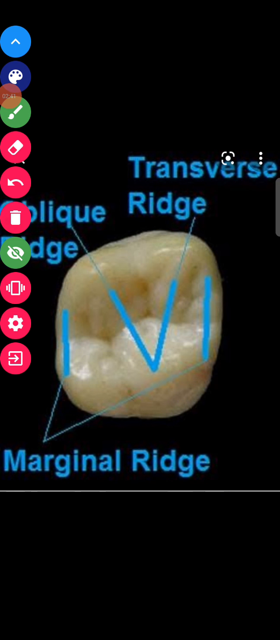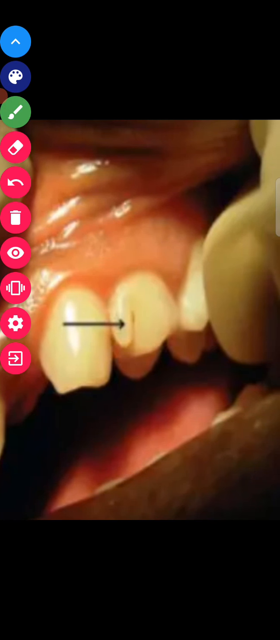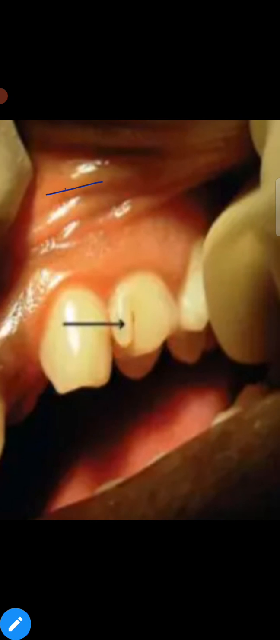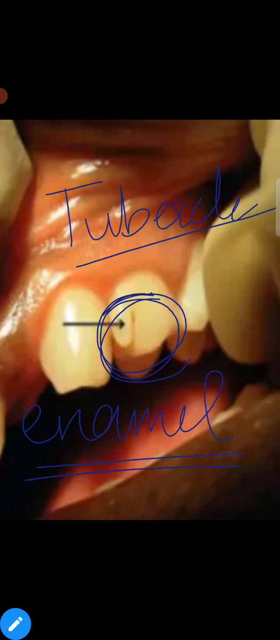Let's move to the next elevation that we have. It is the tubercle. Now what is a tubercle? This structure that we see is a tubercle. Again, I define the tubercle as the elevation present on the surface of the tooth which is due to the deposition of enamel. Simply, the only cause of the tubercle is the deposition of enamel.